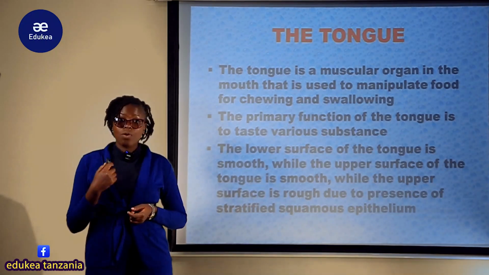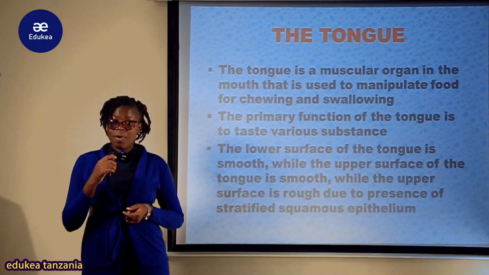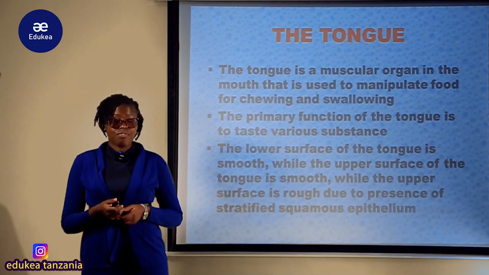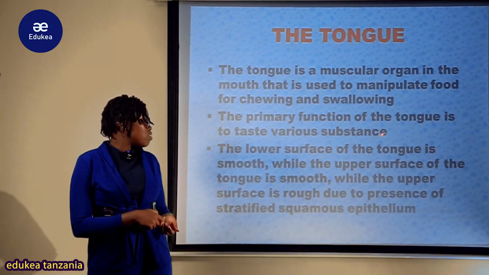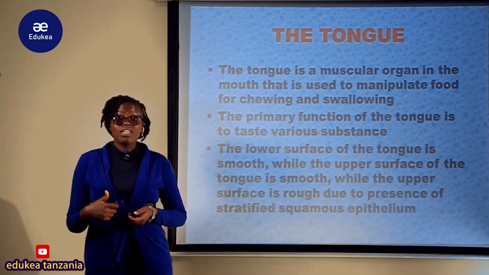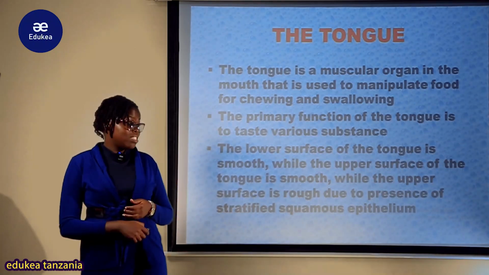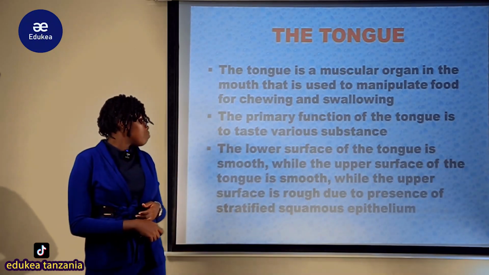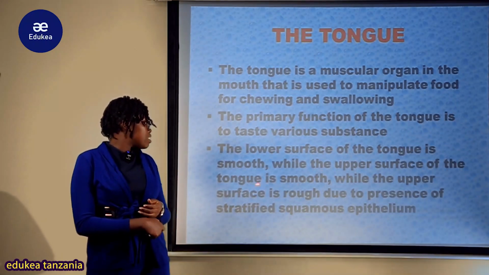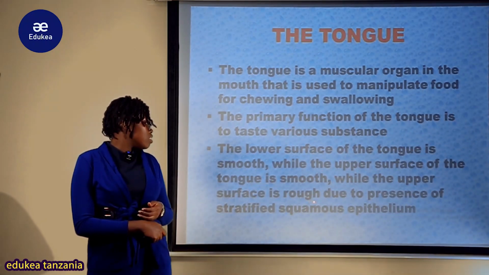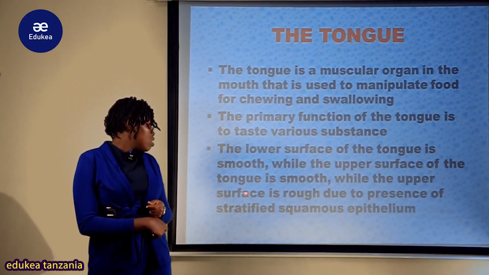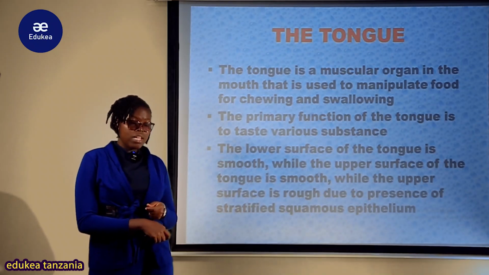So the lower one ni smooth, lakini the upper one ambayo ndio inaonekana, ambayo unakuwa unakia chakula ukiwa unakula, ni very rough. So the lower surface of the tongue is very smooth while the upper surface of the tongue is rough due to the presence of stratified squamous epithelium. Kwa nini rough?